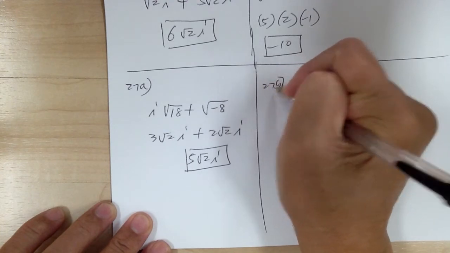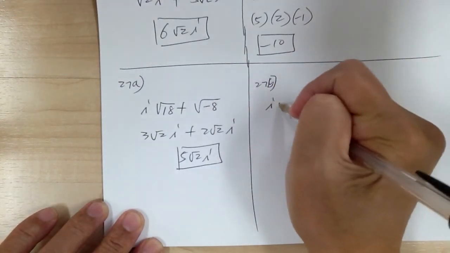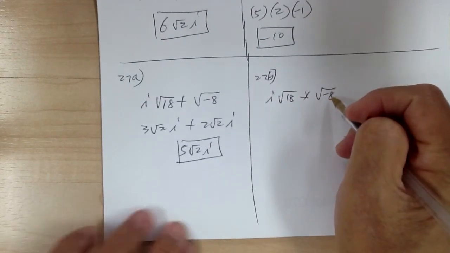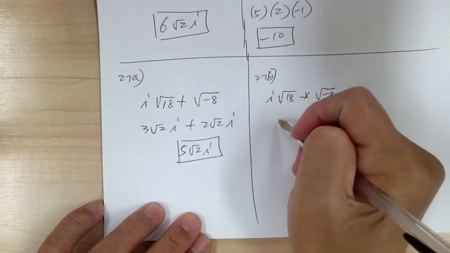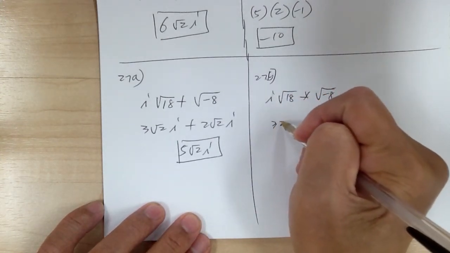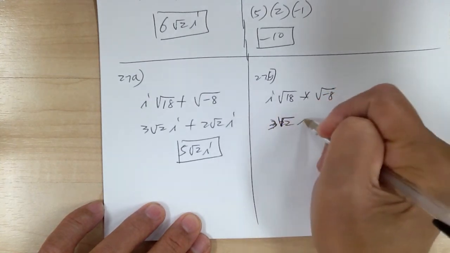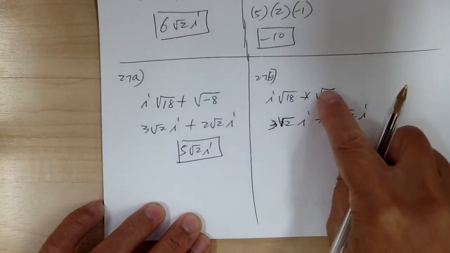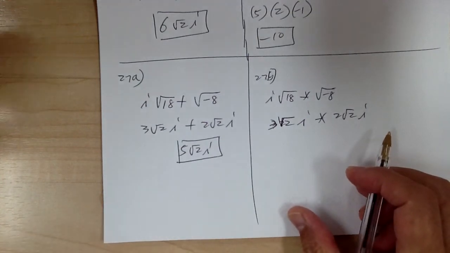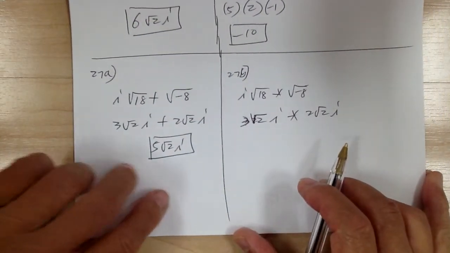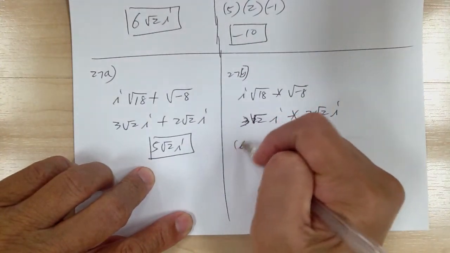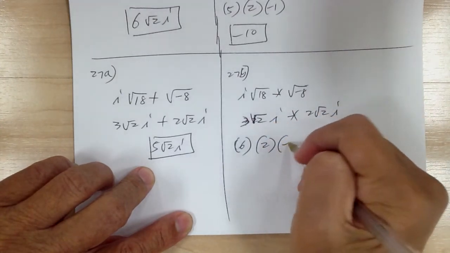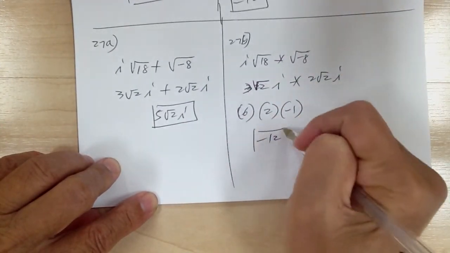Okay, 27b. Again, it's a multiplication. You have the square root of 18 times the square root of negative 8. So you take care of the i first. I'm going to simplify this a little bit. So this would be 3 square root of 2 times 2 square root of 2 i. Again, the negative is your i. Now let's multiply. When you multiply, you can only multiply the same kind of numbers. So integer times integer will give you 6. Radicand times radicand will give you 2. i times i will give you negative 1. And so this will give you negative 12.